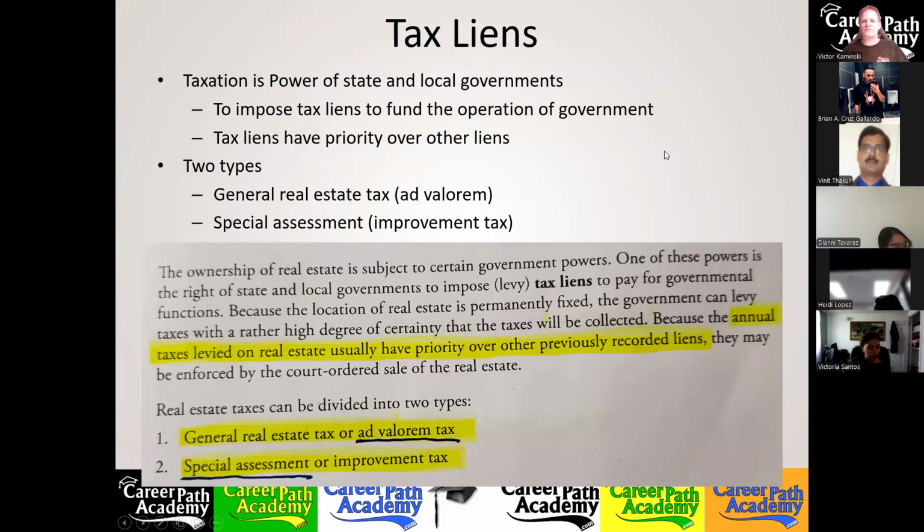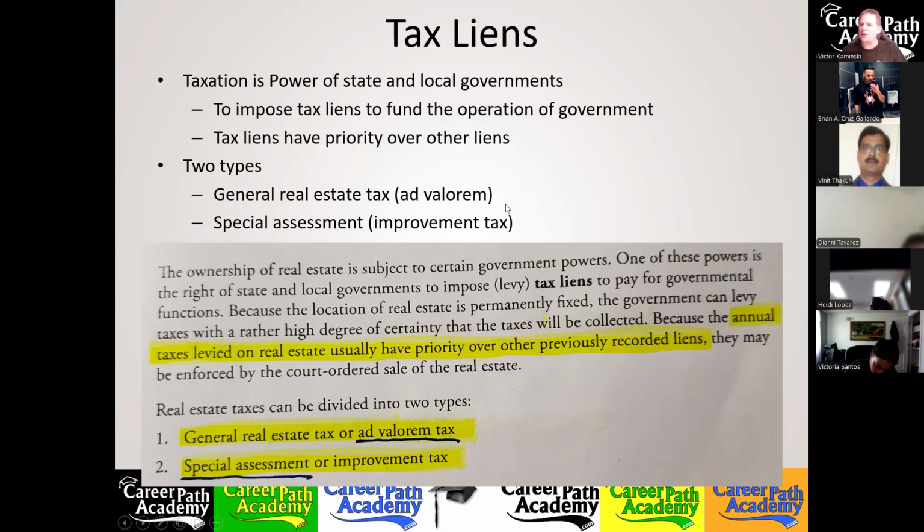Taxation is the power of the federal, state, and local governments, right, to impose tax liens to fund the operation of government. And tax liens have priority over all other liens. There are two types of property taxes. You have your general real estate tax. This is the tax that everybody pays when you own a home or property.